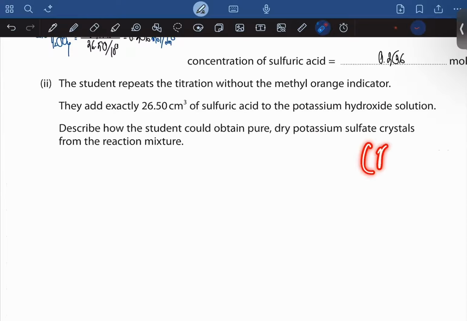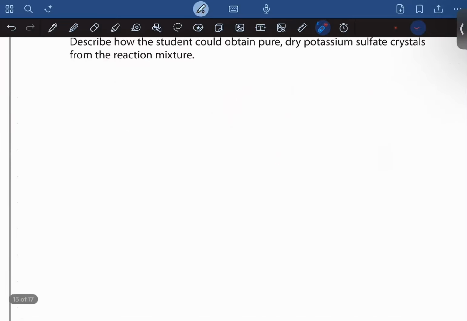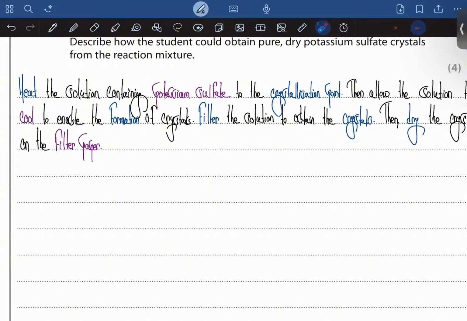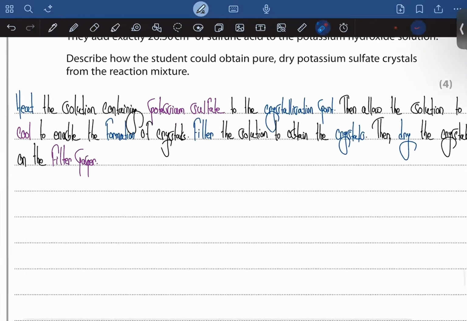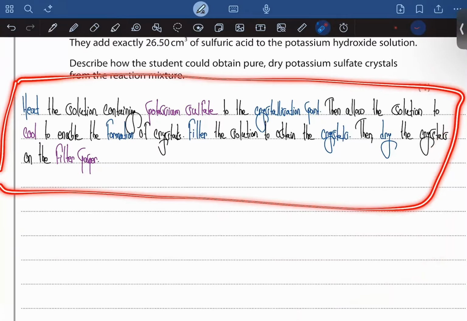So the solution could crystallize, or in other words, we then filter out the crystals that form. We filter out the crystals with our filter paper, and we leave the crystals to dry. Now you could dry the crystals on a filter paper, or you could use an oven for that. But I would basically go with drying over the filter paper. That's just what I have written over here.